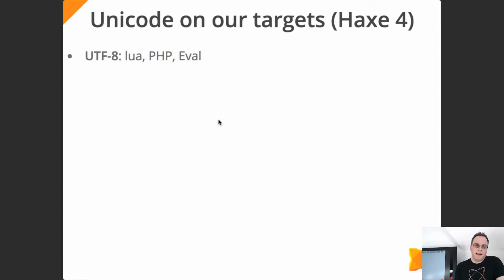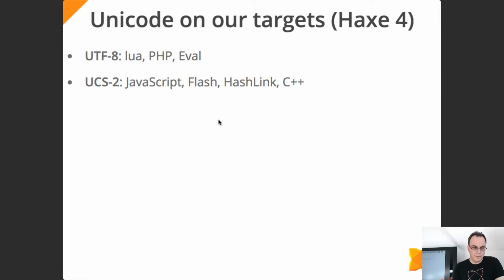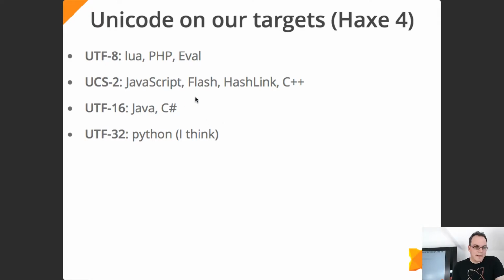Lua, PHP, and eval are using UTF-8. JavaScript, Flash, Hashlink, and C++ are using UCS2. And these guys, of course, still use UTF-16 and UTF-32, I think. So this is what we have.